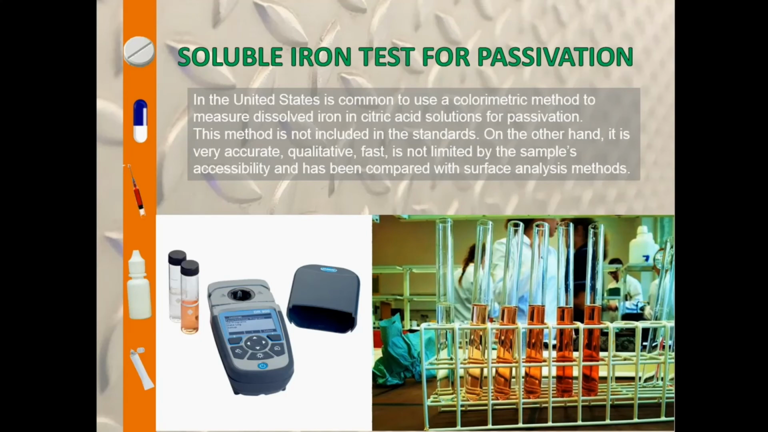We have seen that many of the passivation tests are limited by the accessibility of the surface. An alternative is to measure the iron concentration in the passivation solution using a colorimetric method. Measuring the iron concentration in the cleaning solution is an indirect method because we do not detect the passive layer, but the iron that we remove in the process.